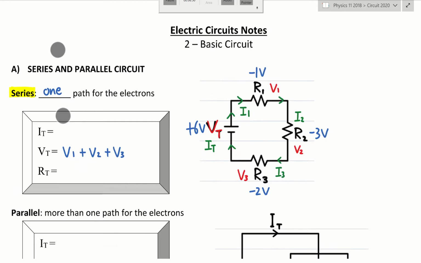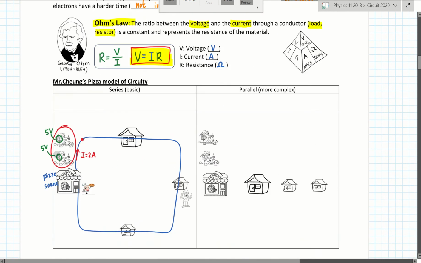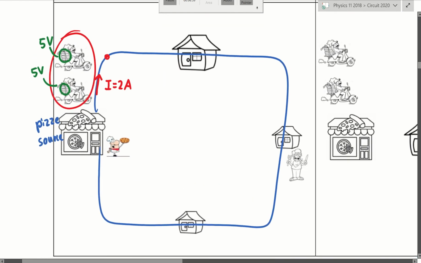If you go back to our notes from last day, on the diagram where we have this Mr. Chang's pizza delivery model, if you remember from this, right? If you start with 2 electrons, so let's say you start with these 2 electrons helping you deliver your food, then we say this is 2 amp. What does 2 amp mean? 2 amp of current means 2 coulombs of electron is going through a certain point in the circuit every second. Now, let's say these 2 electrons exit from the battery, so that will be I total, 2 amp.